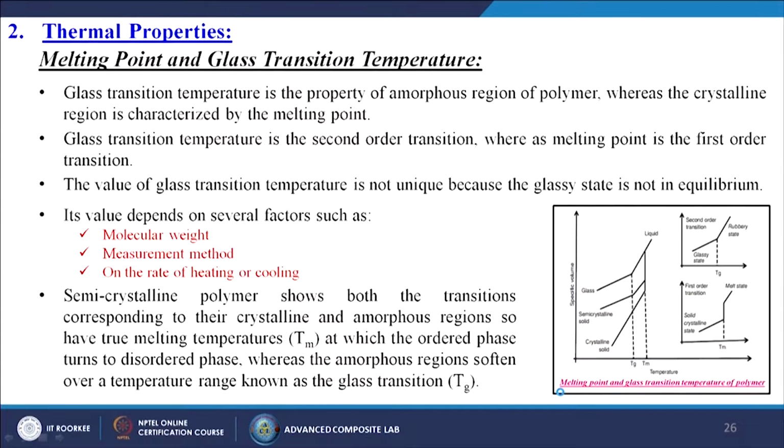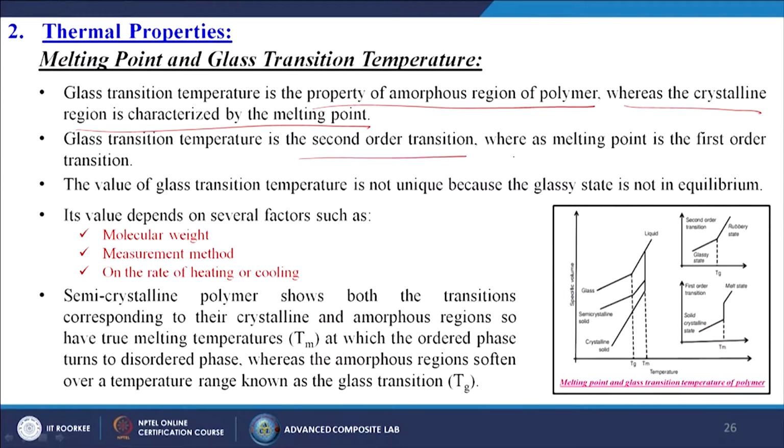Now, we are going to discuss the thermal properties of polymers. When we do any thermal characterization, generally we get two pieces of information. The first one is the melting point, and the other is the glass transition temperature. These are unique properties of polymers or any kind of elastomeric materials. The glass transition temperature is a property of the amorphous regions of the polymer, whereas the crystalline region is characterized by the melting point. That is why for rubber or elastomers we get the glass transition temperature, and for other polymers we get the melting point.